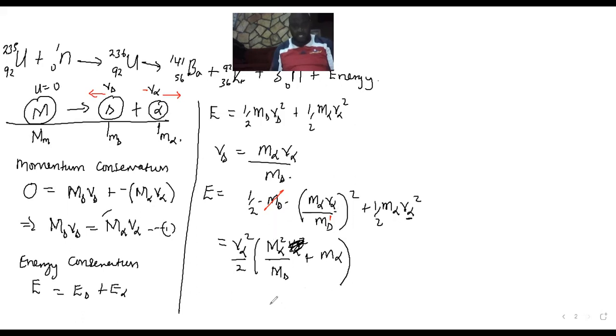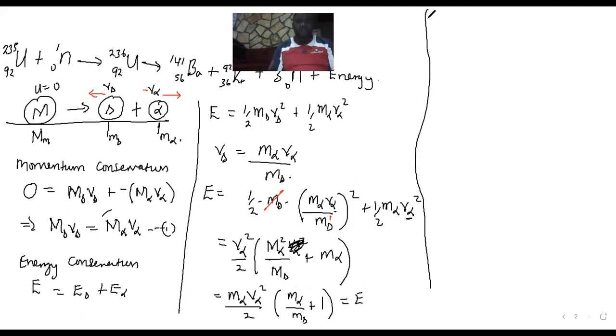Even here it went out. Therefore, I can take out mass of the alpha particle, which will give me mass of the alpha particle, velocity of the alpha particle squared divided by 2 into brackets, mass of the alpha particle over mass of the daughter nucleus plus 1. All this is equal to total what? Energy. Now, when you look at this carefully, you see that you have a half mass of the alpha, velocity of the alpha squared. It can be expressed in terms of the energy times mass of the daughter nucleus out of mass of the alpha particle plus mass of the daughter nucleus.